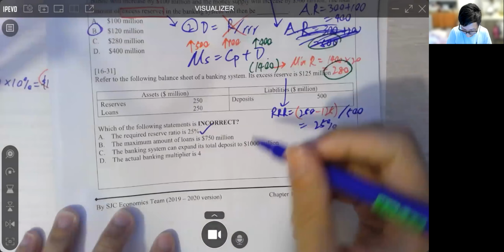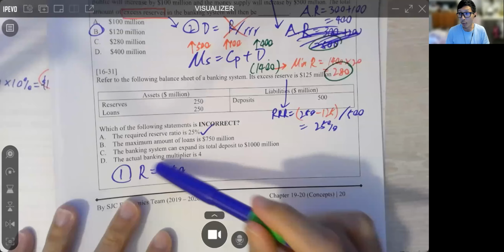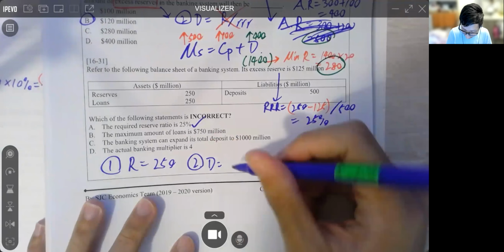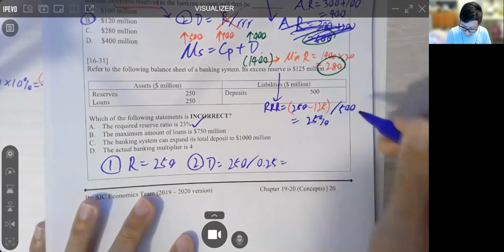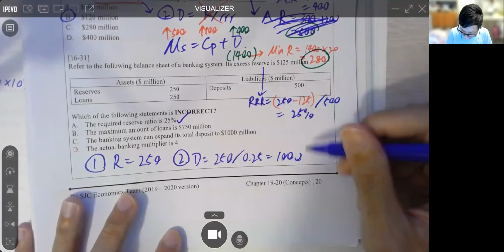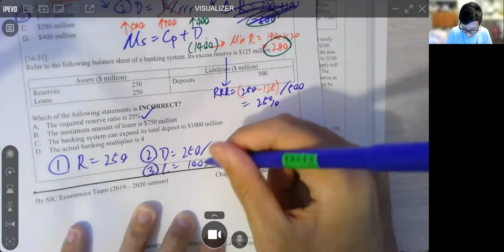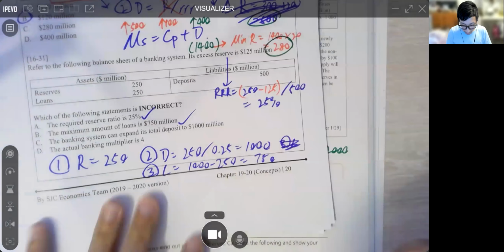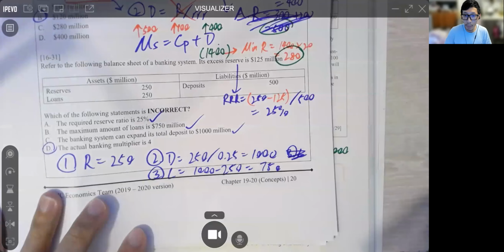我哋計下咪知咯，係嘛？Step number 1, reserve 250. No injection, no withdrawal, 冇變過。Step number 2, deposit, which will be here. You see, deposit will be 250 divided by 0.25, which will be 1,000. And step number 3, loan would just be 1,000 minus 250, 750. So this is correct. The banking system can expand to this one. Answer would be D.